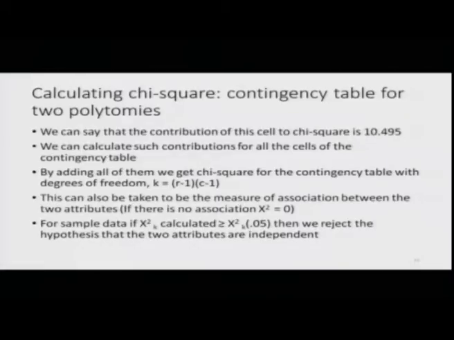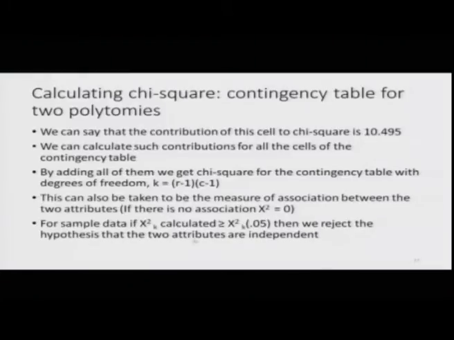We can calculate such contributions for all the cells of the contingency table and add. By adding all of them, we get chi square for the contingency table. And degrees of freedom is obtained by k equal to r minus 1 into c minus 1. Here r is the number of rows, c is the number of columns. And this chi square can be taken to be the measure of association between two attributes, and this can also be used for testing the hypothesis that the two attributes are independent of each other.